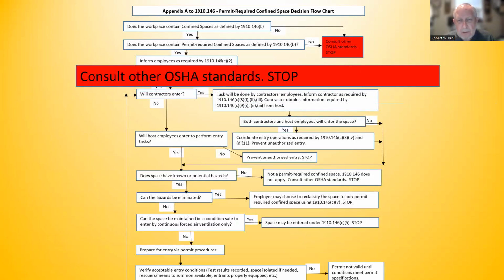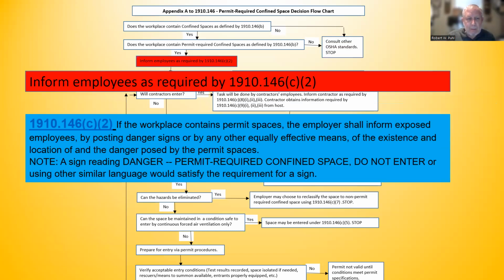And if the answer is no, then you consult other OSHA standards and stop. In other words, this says going through this checklist, if there are no permit required confined spaces, and there very well might not be, I mean, that's very possible.